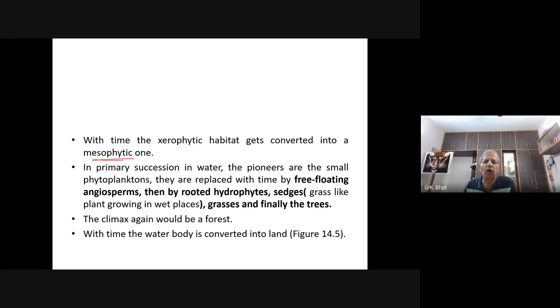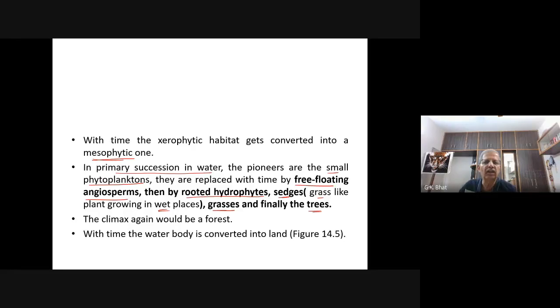In primary succession in water, the pioneers are the small phytoplankton. With time, they are replaced first by free-floating angiosperms, then by rooted hydrophytes, then by sedges. Sedges means a grass-like plant growing in wet places. You must remember that. These are replaced by grasses, and finally trees. This is what you see during succession in water, or hydrarch succession. Always you'll be asked, what is hydrarch succession? What is xerarch succession? Right?